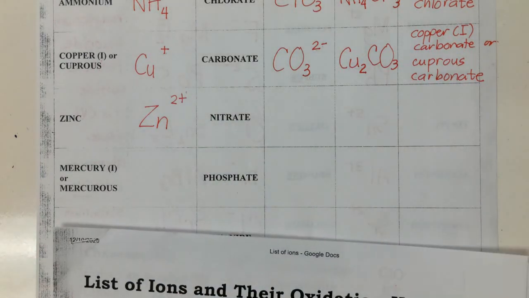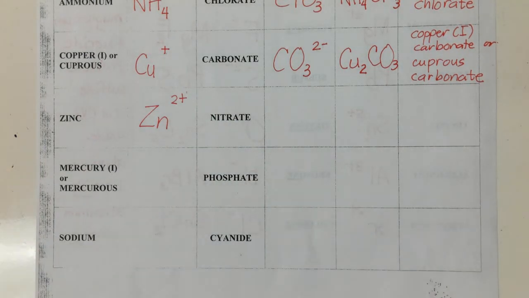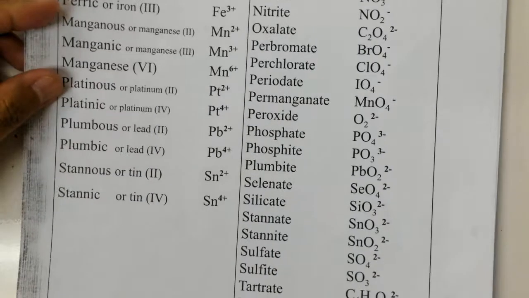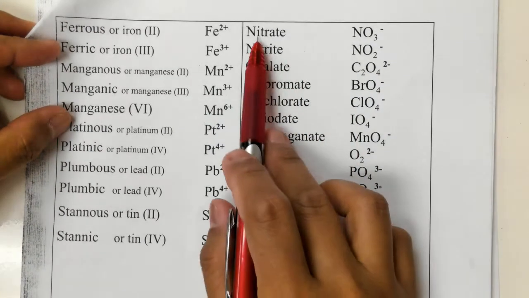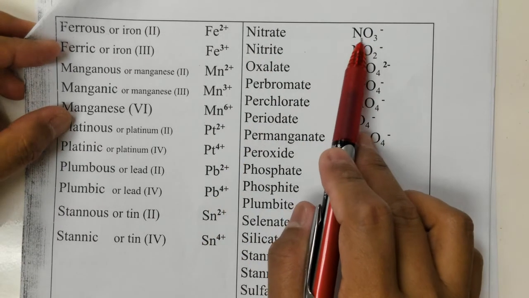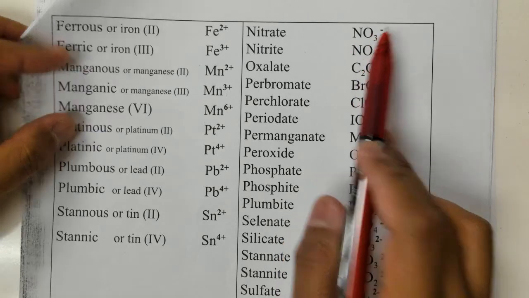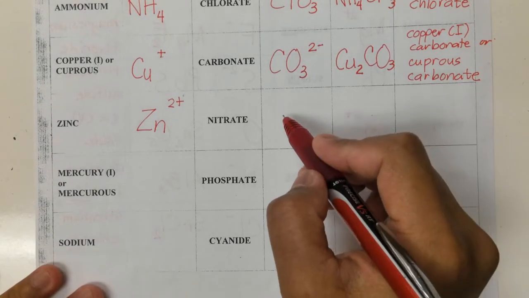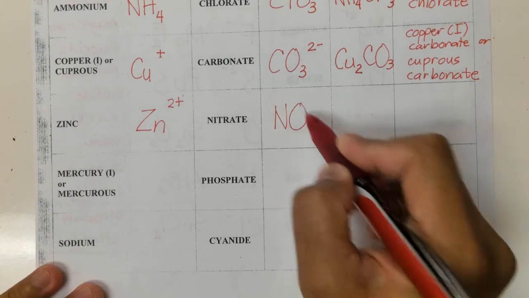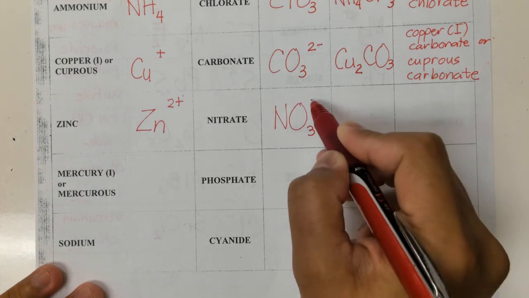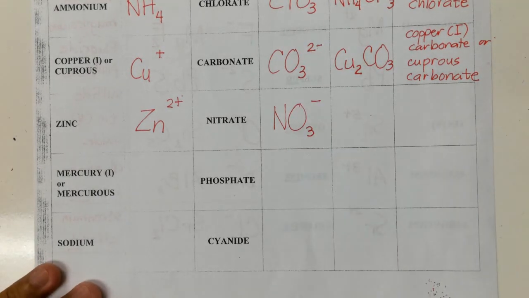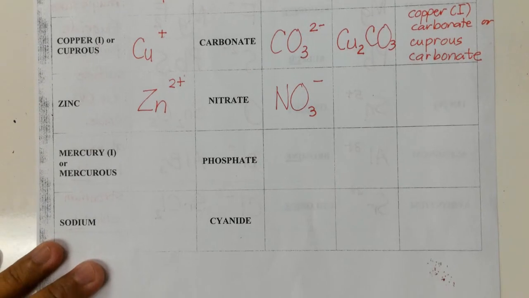And then your nitrate, of course that's not nitrogen, so nitrate is found in your list of ions in the second column for the anion. So let's look for nitrate, that is NO3 negative. So that's going to be NO3 negative. Okay, so let's look at how the oxidation numbers here will be crisscrossed.